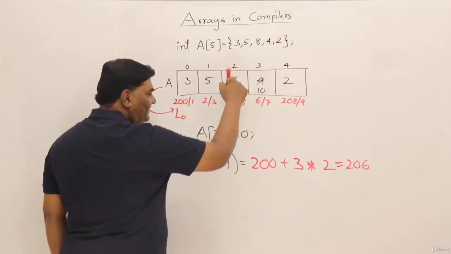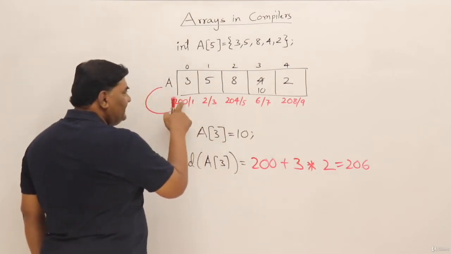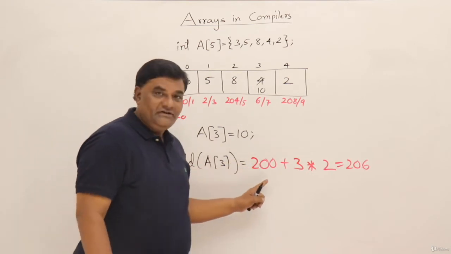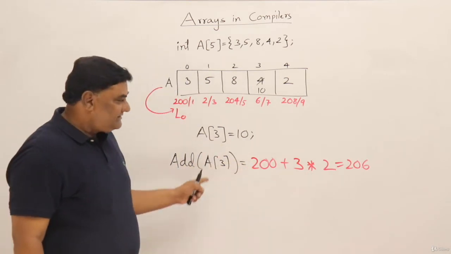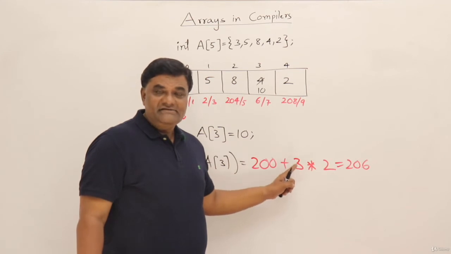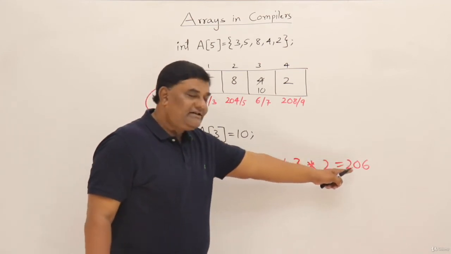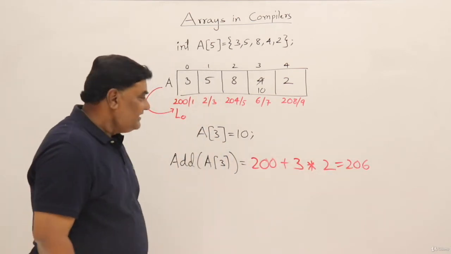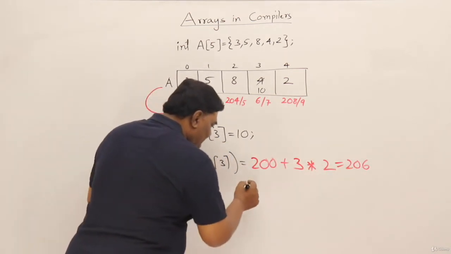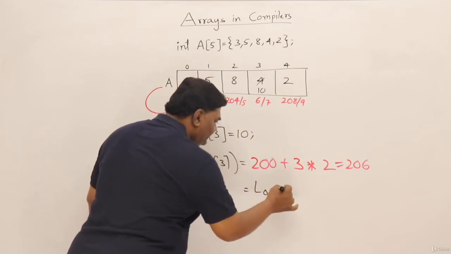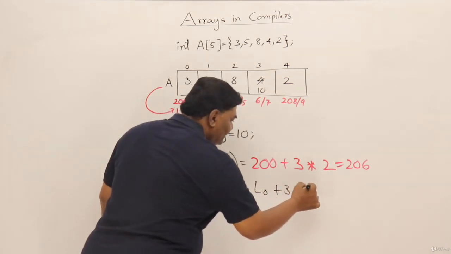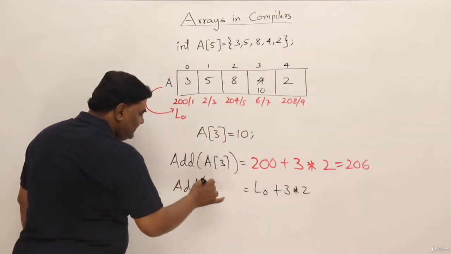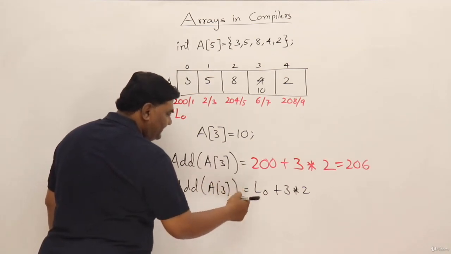So why 3? This is the index that I want to access. Then why 2? Because each integer takes 2 bytes. So from the base address of the array, location 0, I want to access the third index, where each index takes 2 bytes. So the final address will be 206. Using this formula, the address 206 can be obtained. I will convert that into a formula: L0 plus 3 into size of an integer. So the address of a of 3 is obtained like this.